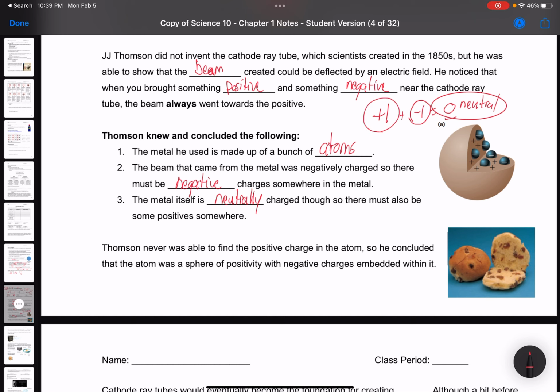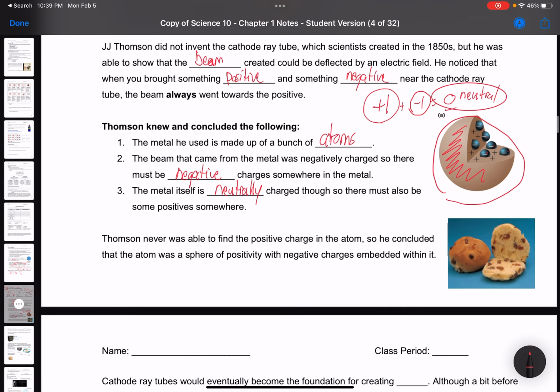He never was able to find the positive charge in the atom. So he just concluded that the atom was a sphere of positivity and the negative charges were embedded in it. So we call this the plum pudding or the raisin bun model. If we take a look at this diagram right here, we see this positive sphere with some negatives implanted into it. So that was Thomson's idea.